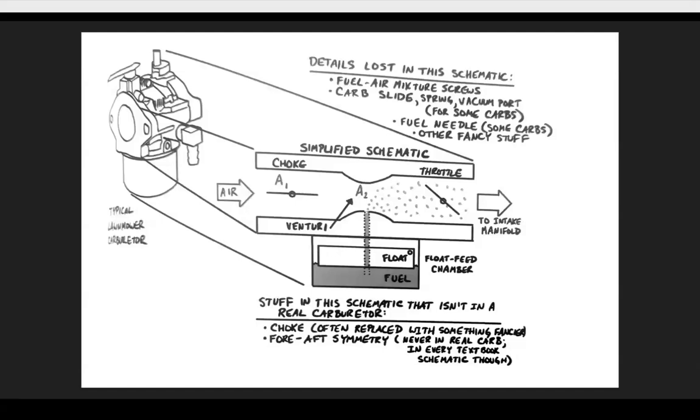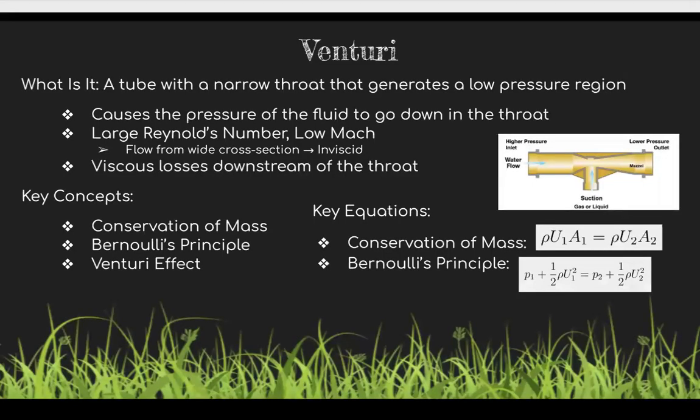There are two valves at each end of the venturi. The choke valve, which controls the amount of air that enters the venturi, and the throttle valve, which controls the amount of air-fuel mixture that exits the venturi to the intake manifold of the engine.